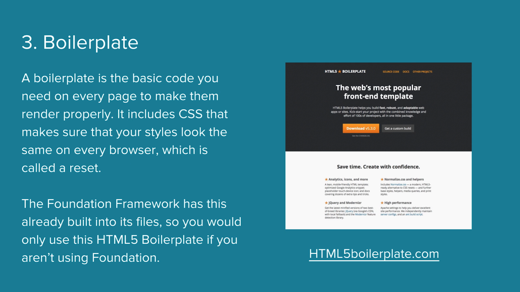Third, we have the boilerplate. When you first start learning HTML and CSS, you may hear something about a boilerplate. A boilerplate is the basic code you need on every page to make them render properly. It includes CSS that makes sure that your styles look the same on every browser, which is called a reset. Though you won't need this when you use the Foundation framework, since we already have our own built into the files, because we good like that, you should know why it's important to use one.